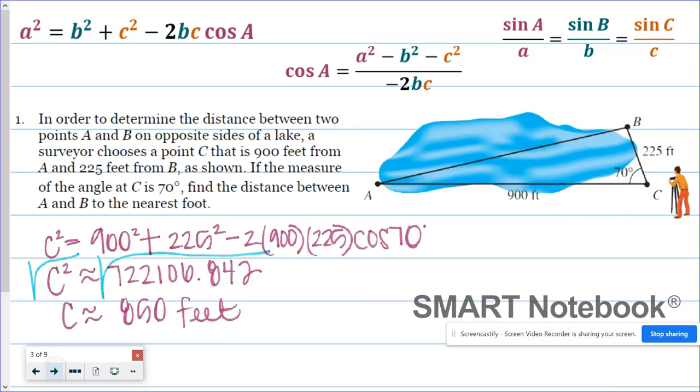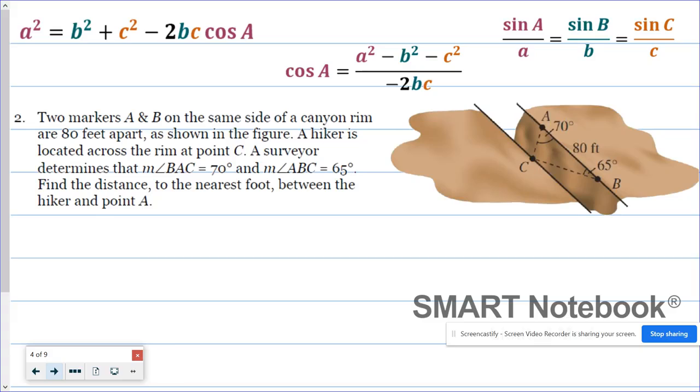So let's try another one. Two markers, A and B, on the same side of a canyon rim are 80 feet apart. A hiker is located across the rim at point C. So our hiker is here at point C. A surveyor determines that the measure of angle BAC is 70 degrees and the measure of ABC is 65 degrees. Find the distance to the nearest foot between the hiker and point A. So this is what we want to find.